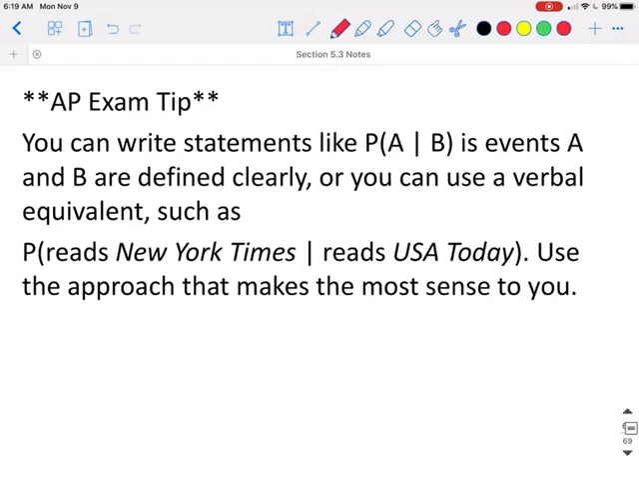An AP exam tip: you can write the statement like the probability of A given B if events A and B are defined clearly, or you can use a verbal equivalent such as the probability they read New York Times given they read USA Today. So use the approach that makes most sense to you. So basically what this is telling you is if you've already defined very well what event A is and what event B is, you can just write the probability of A given B. If you have not defined them very well, you can actually put the words directly into the probability statement.